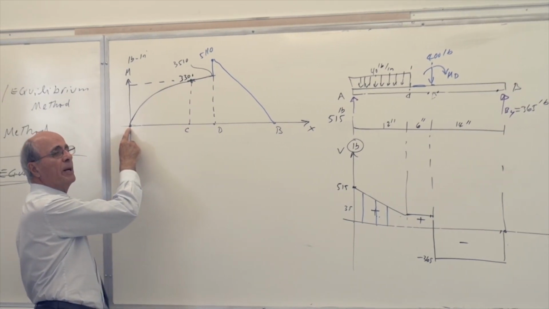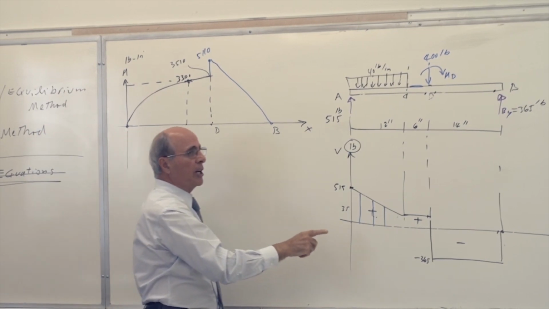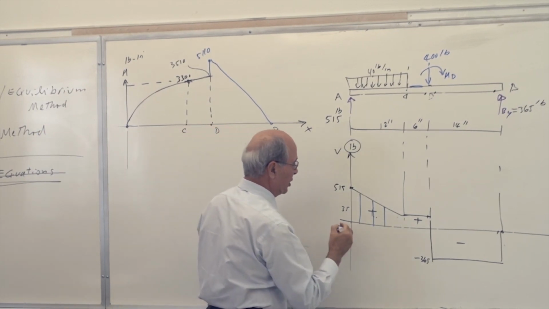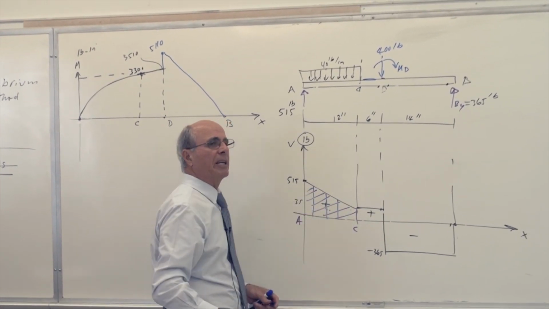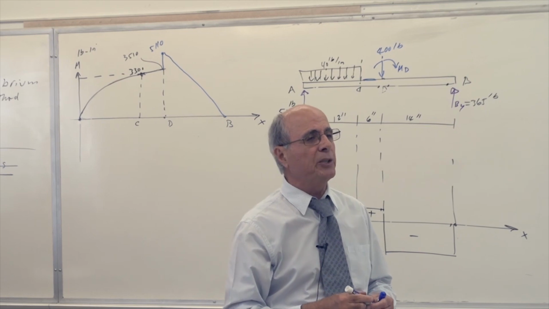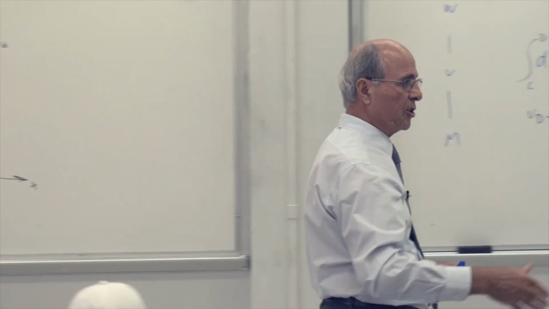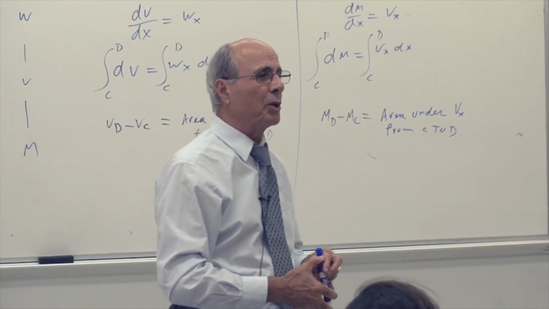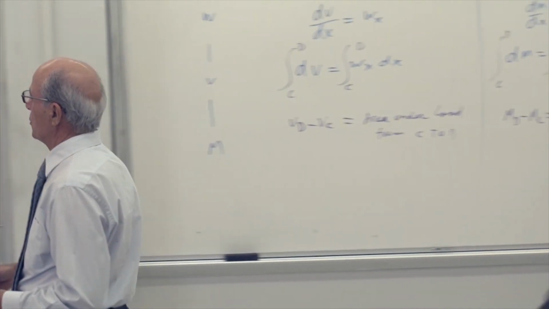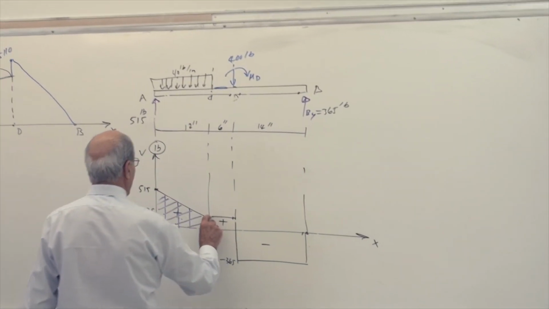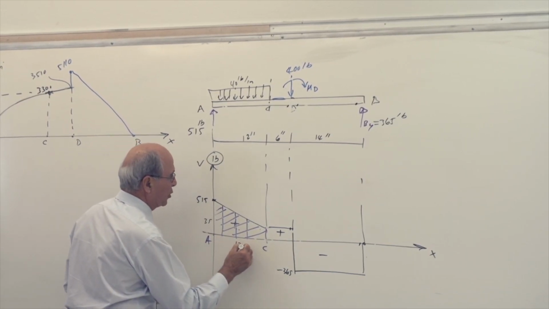At A, I have a moment of 0. At C, if I go to my shear diagram and take the area between A and C, I need that area. Is that correct or not? That's the area under the shear function from A to C. Now, everybody, without any exception, take your calculator. Let's say this is a quiz and you want to do this problem quickly. You want to calculate that area. So what's that area equal to? Here is 35, here is 515, and the distance is 12 inches.